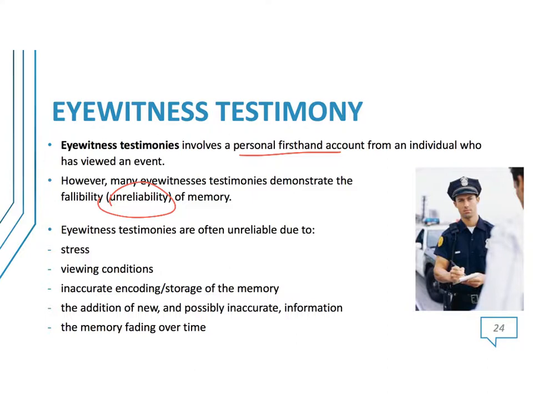Now, I've spoken about why eyewitness testimony is fallible before, but again, there are a few things that make it fallible. There's stress, and stress can impair the encoding and consolidation of memories. The viewing conditions can normally be dim. There's inaccurate encoding or storage of the memory. And there's addition of new and possibly inaccurate information from things like revisiting the information over time, leading questions or questions from police, or watching TV with similar events and getting them mixed up in your mind. And then the memory can fade over time, which can also affect the accuracy of the memory.